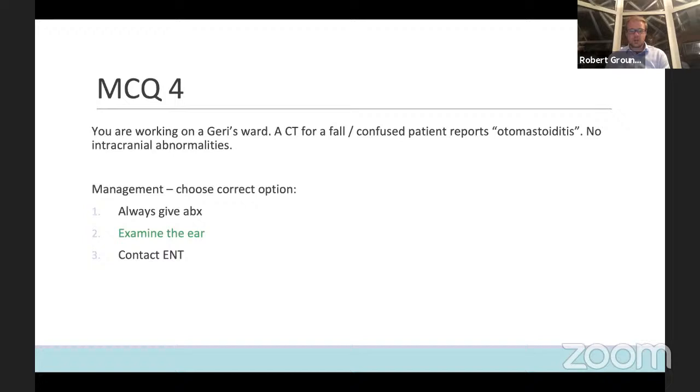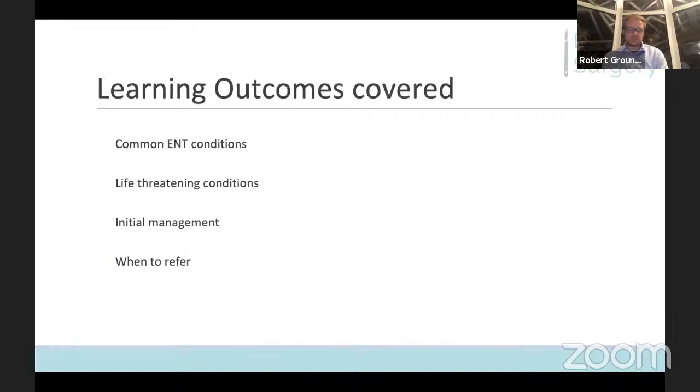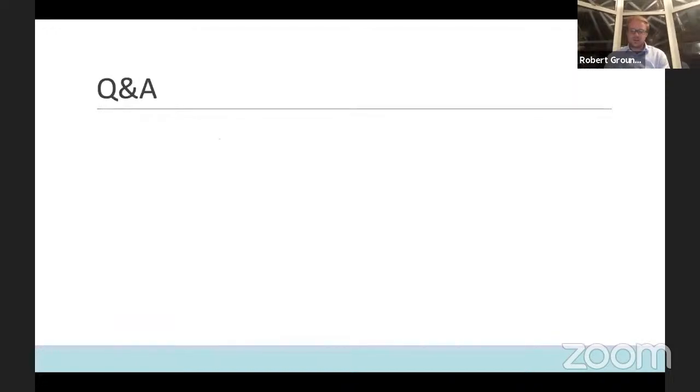Great. So we've talked about some really common ENT conditions. I've tried to pick things I think that we see really commonly and things that we get discussed with really commonly. We've talked about some life-threatening things as well, epiglottitis, and when we want to be involved. And I'll leave time there for any questions. Anyone want to discuss anything further?